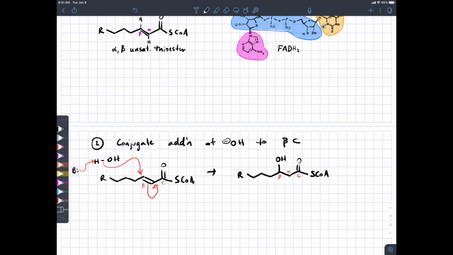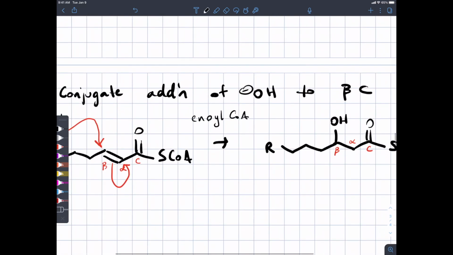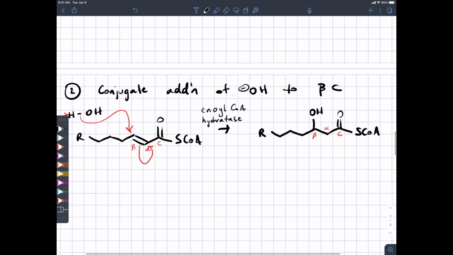aldol reaction. The enzyme that catalyzes this is called enoyl-CoA, and this one's fun, hydratase, because we're hydrating that double bond.